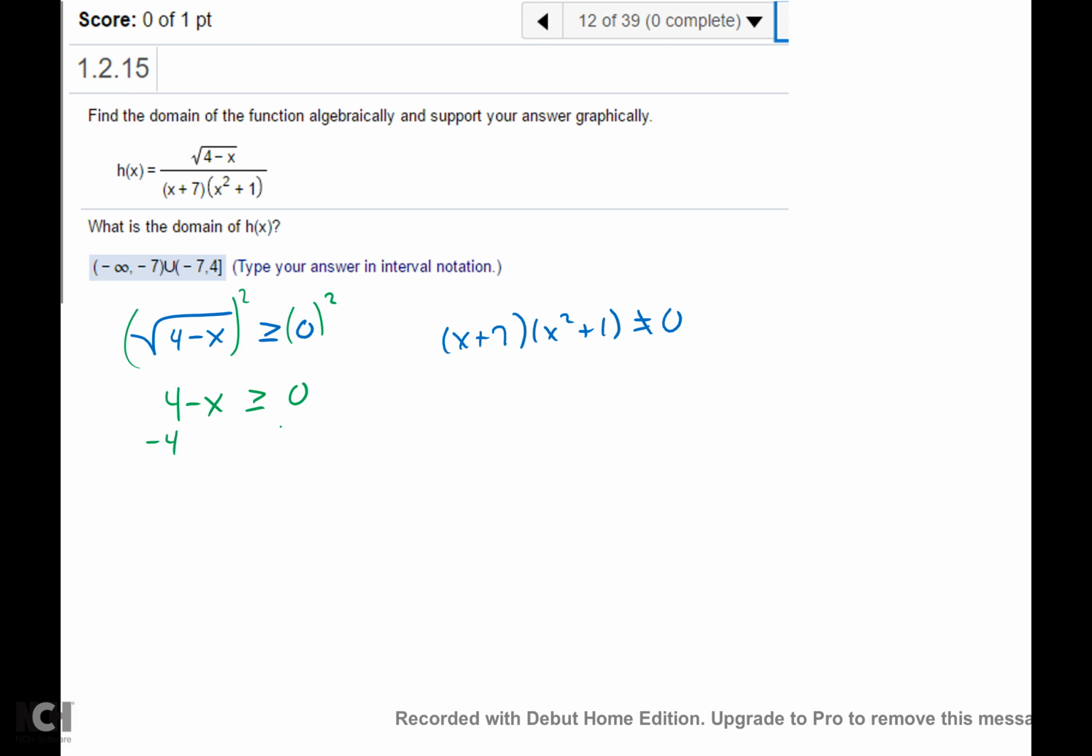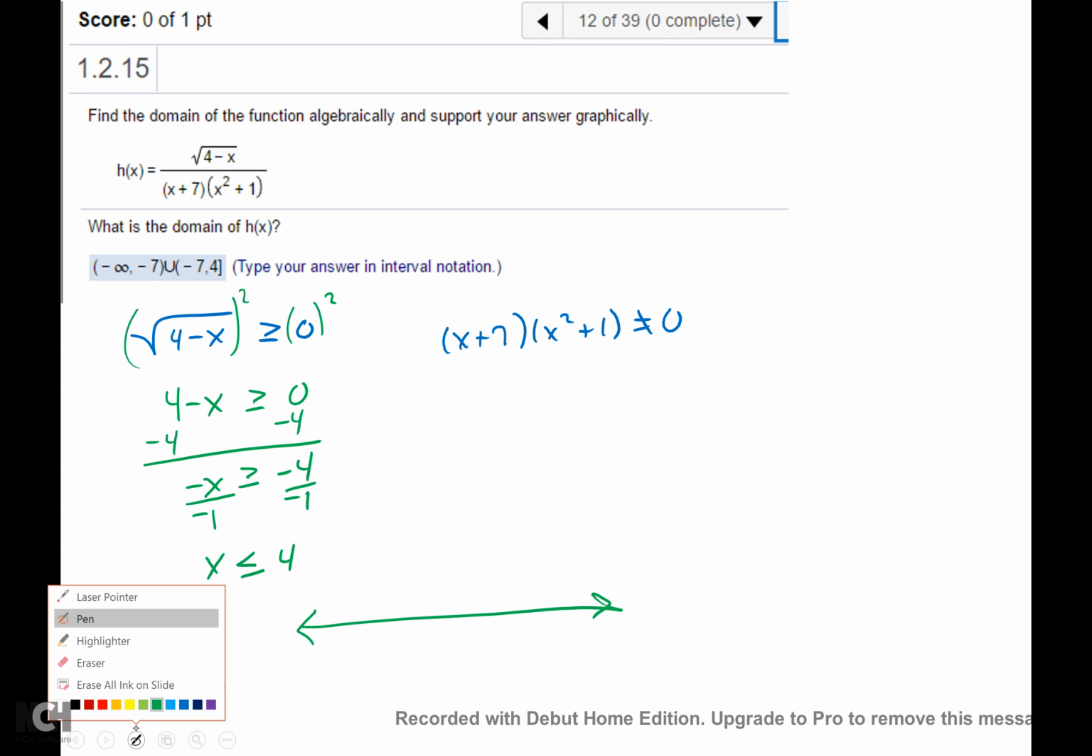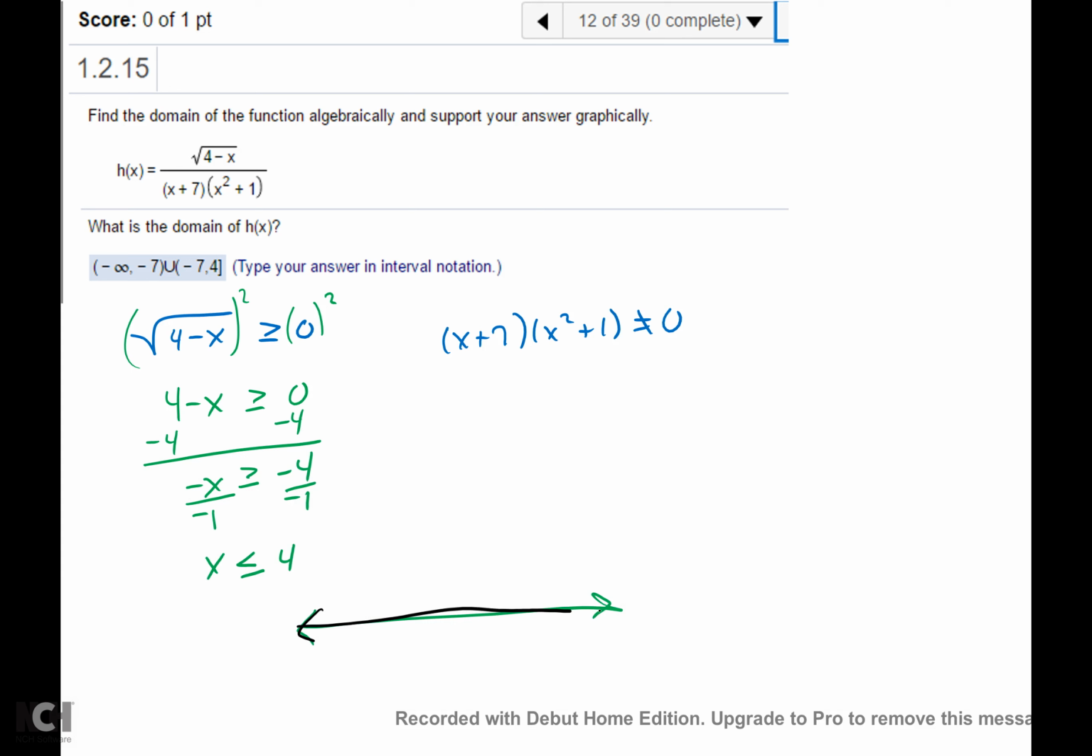So minus 4 minus 4, negative x greater than or equal to negative 4. Divide by negative 1, divide by negative 1, which will flip your inequality. So what that says is that 4, I can include it and keep anything to the left. So anything past that is out.